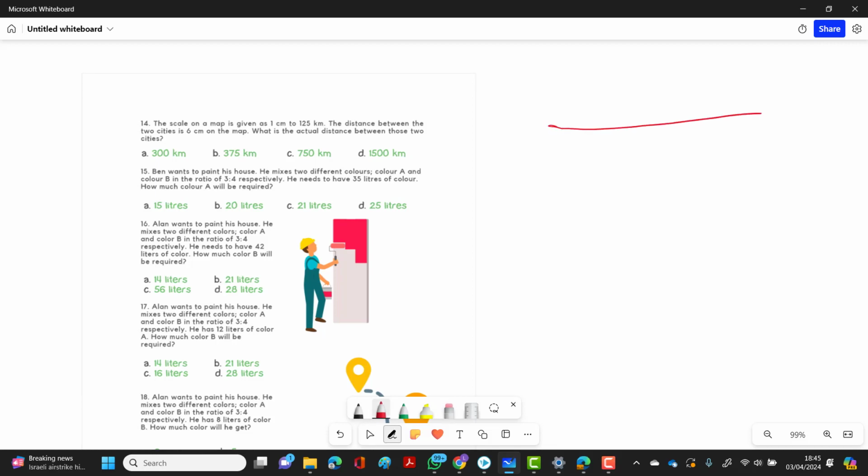Okay, this is the map and real. So I've got map and real. 1 centimeter is 125 kilometers in real life. This one is 6 centimeters on the map. So what would it be there? It would be 125 times 6, which is 750. So that'd be number 14C.